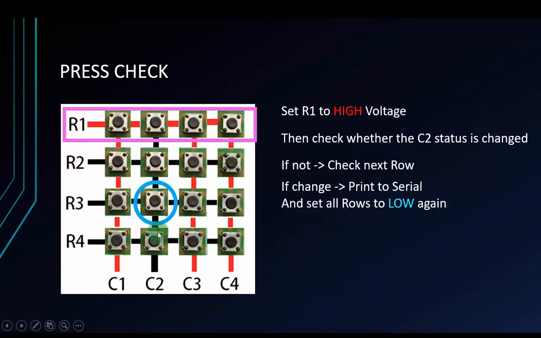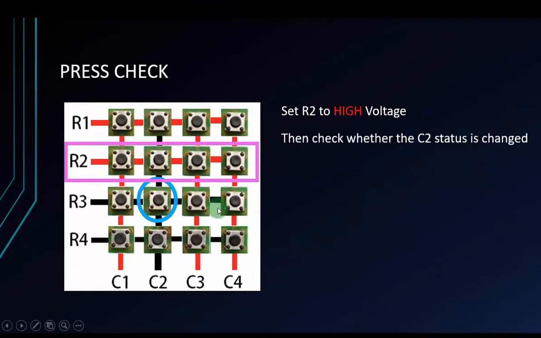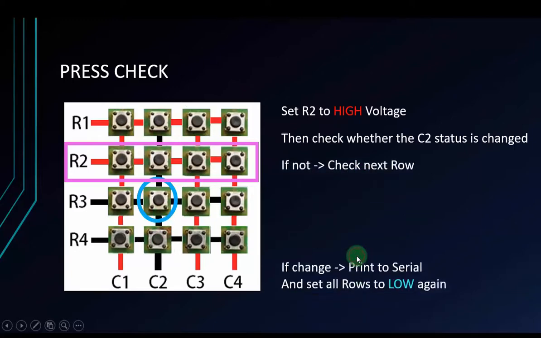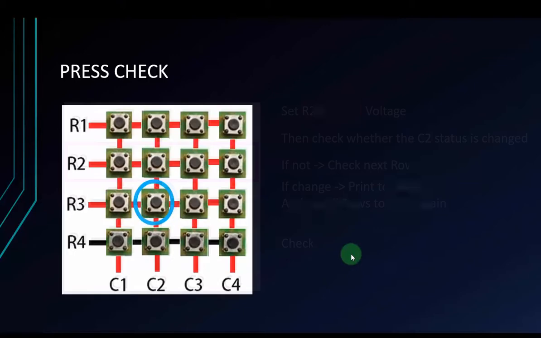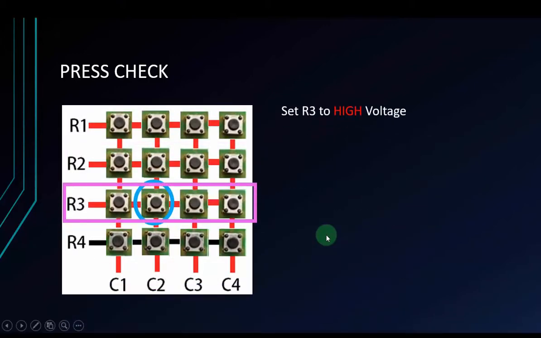If it's changed, we will print to the serial monitor for the user to know. Then we will set all rows to low again to check the others. Next we will set R2 to high voltage and check whether the C2 status has changed. But it doesn't change, so check the next row. In the next row, row 3, set high voltage and then check whether the C2 status has changed.